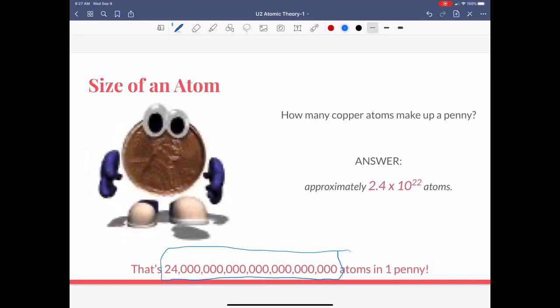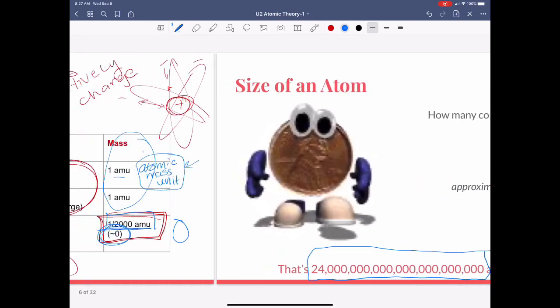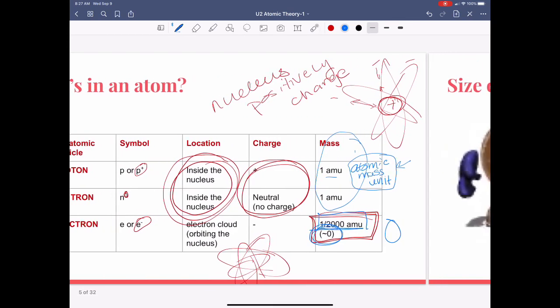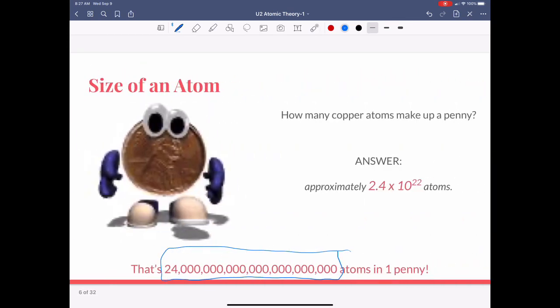Just to give you an idea of what we're talking about with size, when we talk about AMUs and the mass and how large and small these atoms and their particles are, let's take a quick look at a video just to put into reference how small an atom really is.